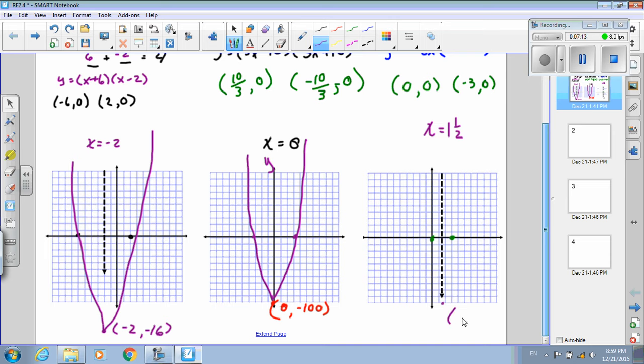If each square here were worth 2, you could say that my vertex would be found at negative 1.5 and negative 20.25. So again, I would have a parabola that would look something like that. There we go. And that's how you factor and graph. First you have to factor, then you find your roots, and then you have to find your axis of symmetry, and then your vertex, and then you're good to go.